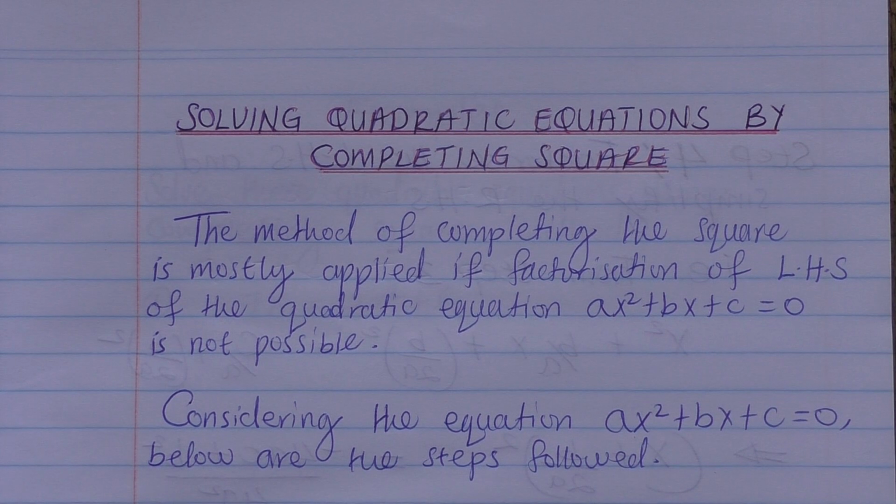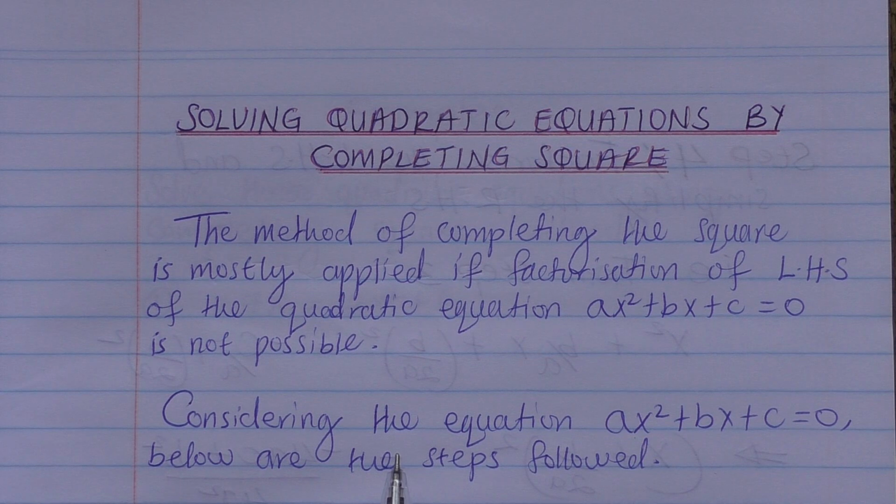In our first lesson, we saw how we solve quadratic equations using the factorization method. Now, in today's lesson, we shall be looking at how we solve quadratic equations using completing squares. This method of completing squares is the most applied if factorization is not possible. Remember, factorization has its own condition that we saw in the first lesson.